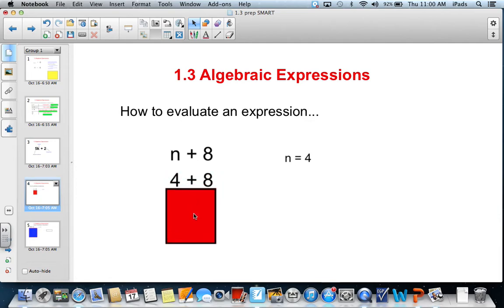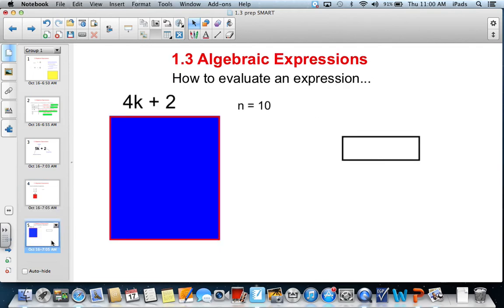So we're going to replace the n. We go down to the next line, we replace the n with a 4, and now our expression is 4 plus 8. And then we add 4 plus 8, and we get 12. So we started with n plus 8. We say, okay, well, what if n equals 4? If n equals 4, it becomes 4 plus 8, and 4 plus 8 equals 12.